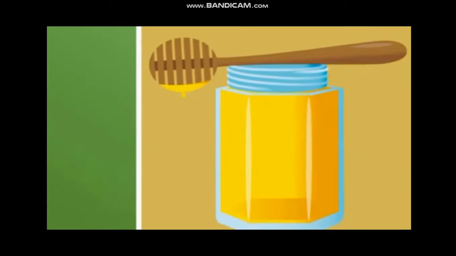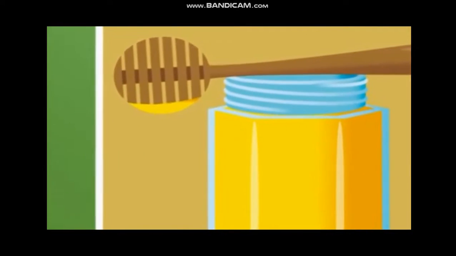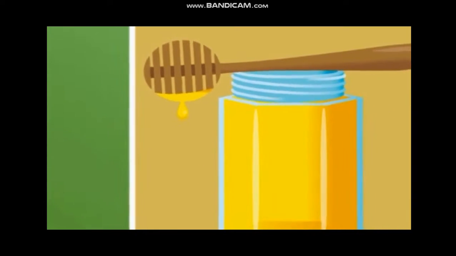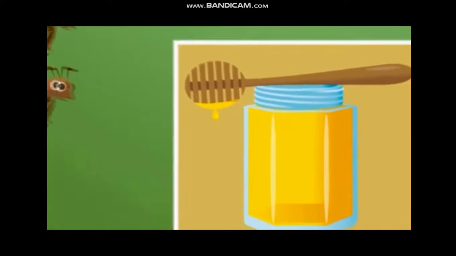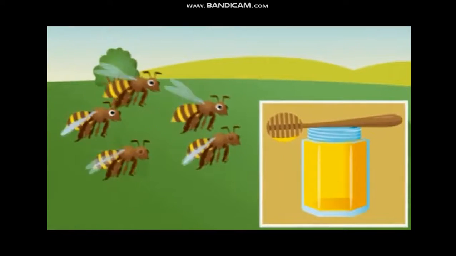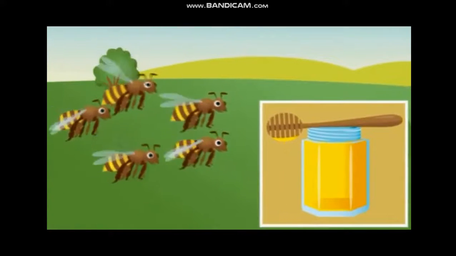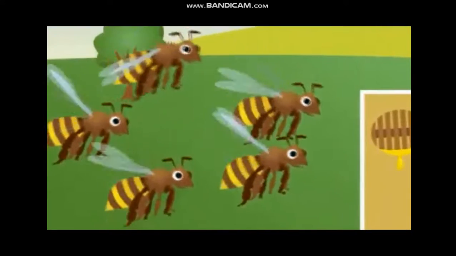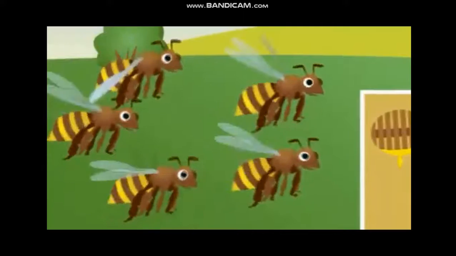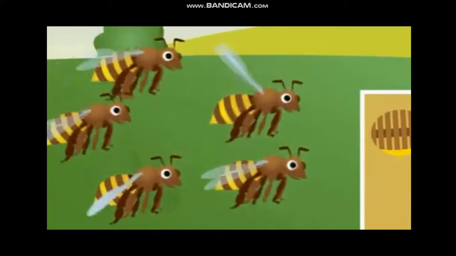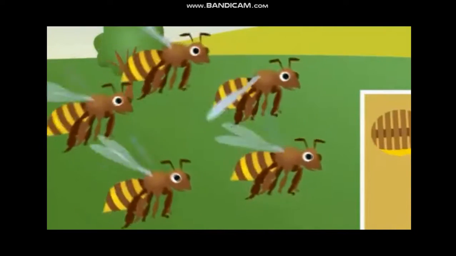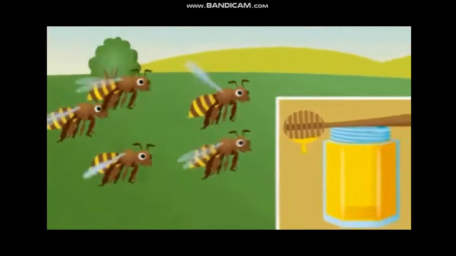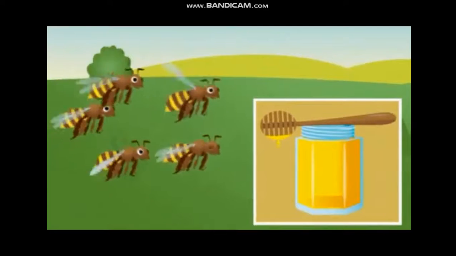Look, can you see the honey? Yum, yum. Where does honey come from? Honey comes from bees. How many bees can you see? 1, 2, 3, 4, 5. There are 5 bees. They make honey in their hives.